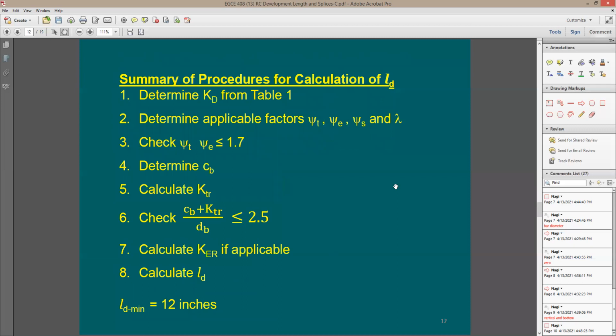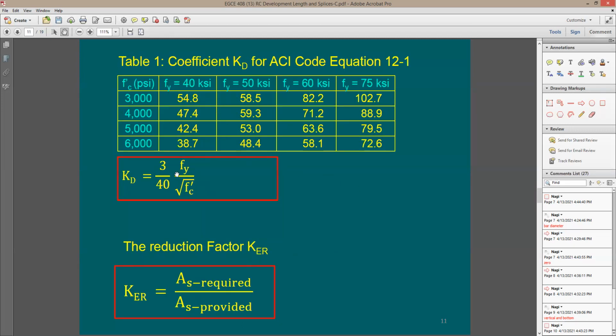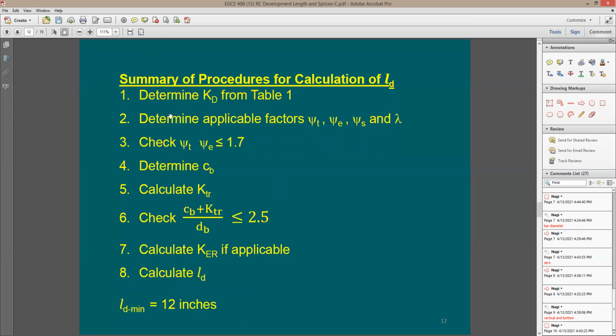Now let's see here step by step. How would you do this? You can get the K sub D from table 1, which is this table, or you can just solve this equation. Number 2, you have the psi values based on the given information in the problem. And then you do the check, psi sub E times psi sub T to be within 1.7 as a cap value. You figure out C sub B, the smallest edge distance, center of the rebar to the edge. K sub TR, usually we take it as 0.